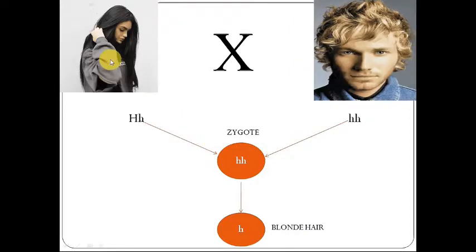Now, taking another example, a female with black hair has a genotype of black and blonde. The male here has both blonde. In this case, there might be 2 cases, because the female can give the dominant character or the recessive character. In this case she is giving the recessive character, and from the male the h is also a recessive character. When they combine in the zygote, they form blonde hair, and the child born has blonde hair.